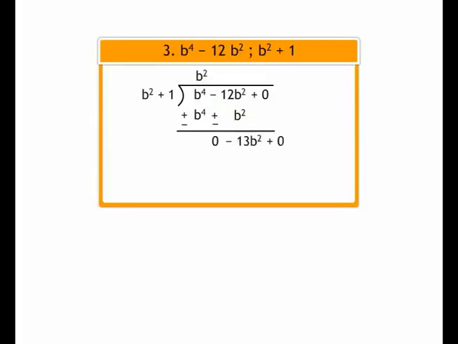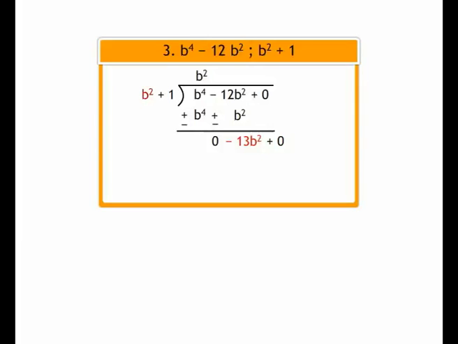Now we shall bring plus 0 down for division. Thus now our dividend becomes minus 13b square plus 0. Again, as done earlier, now we shall divide the first term of our dividend, that is minus 13b square, with the first part of the divisor, that is b square.